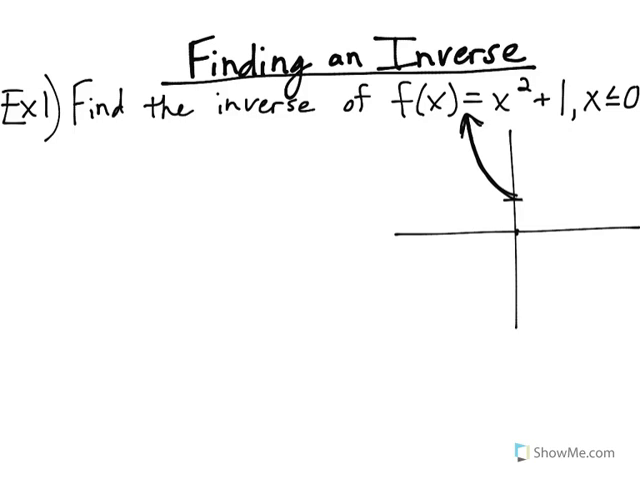Okay, so here's how you would find the inverse. Remember, we have f of x equals x squared plus 1. What we need to do is switch our x's and y's. f of x means y.